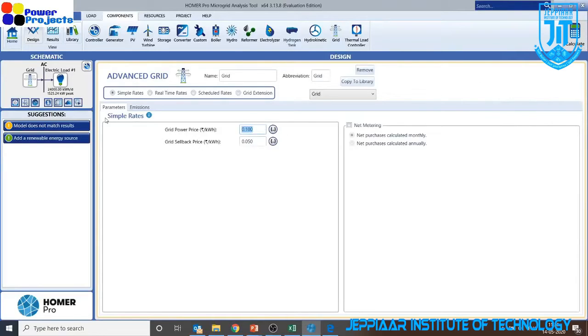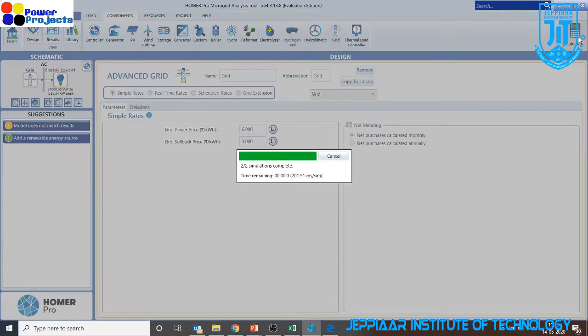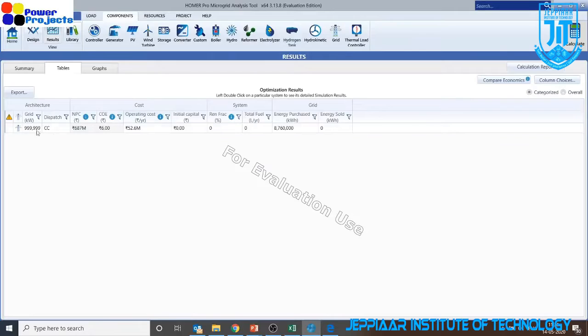So I have to give the right price. I said I am getting the energy at 3 rupees, that's my assumption. Let's add further values in the upcoming simulations. This is just for the basics. So 6 rupees is the energy price at which I am getting the energy. So I am running the simulation and getting some results.